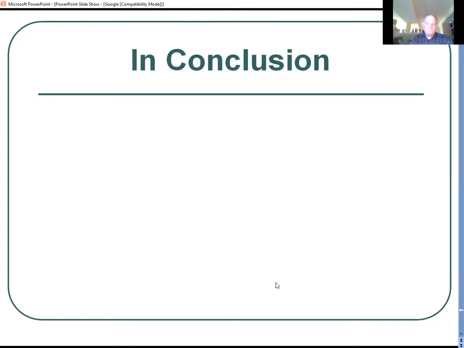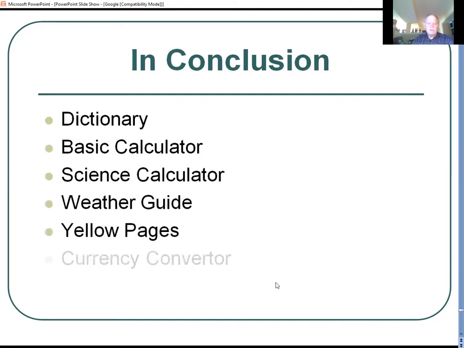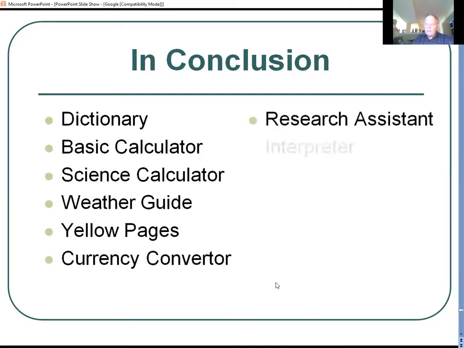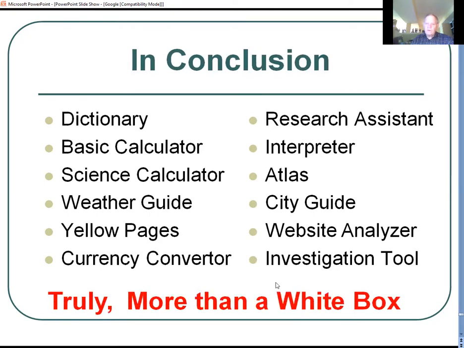In conclusion, remember that Google can be a dictionary, a basic calculator, a science calculator, a weather guide, yellow pages, a currency converter, a research converter, an atlas, a city guide, websites, and definitely an investigation tool. It's truly more than a white box. Thank you.